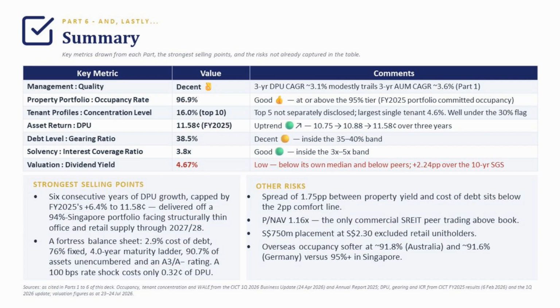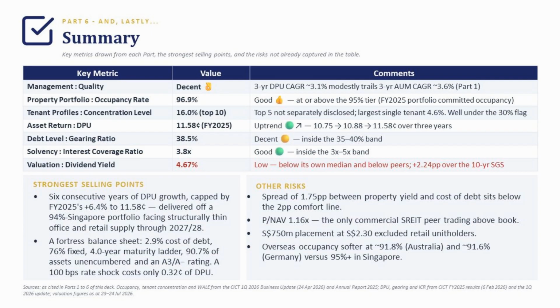Right. The trust is earning less on the buildings relative to what it pays the banks. A sub 2.00 percentage point spread mathematically restricts the trust's ability to generate excess cash flow. Right. Without that excess cash flow, management's ability to fund retained earnings, execute future acquisitions, or drive further distribution per unit expansion is structurally constrained.